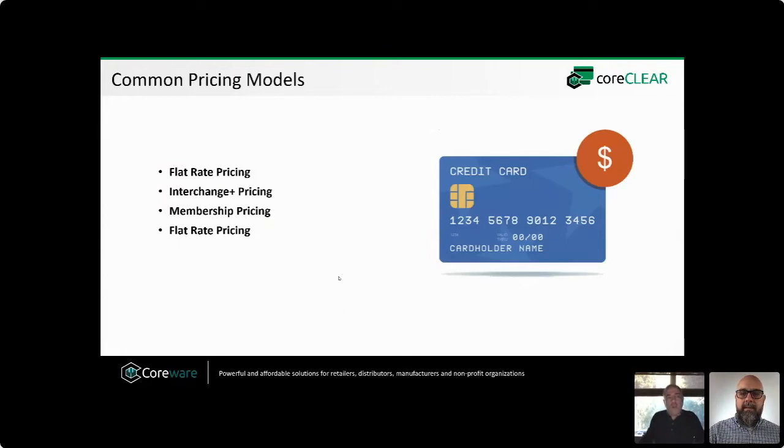But this is important because there's different pricing models out there when you go looking for credit card services, or even looking at your own credit card services. There's 4 different pricing models that are typical. There's other pricing models, but I would say these are the most popular ones. There's what's called flat rate pricing, Interchange Plus pricing, membership pricing, and that should have said tiered pricing.